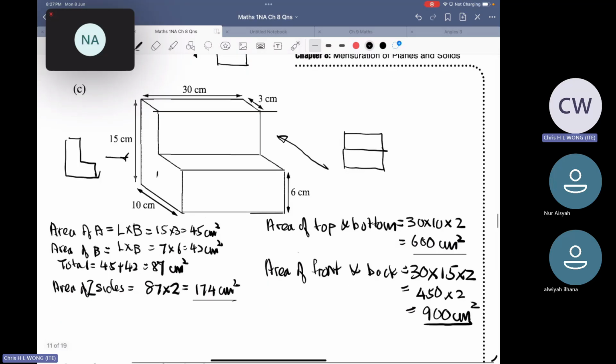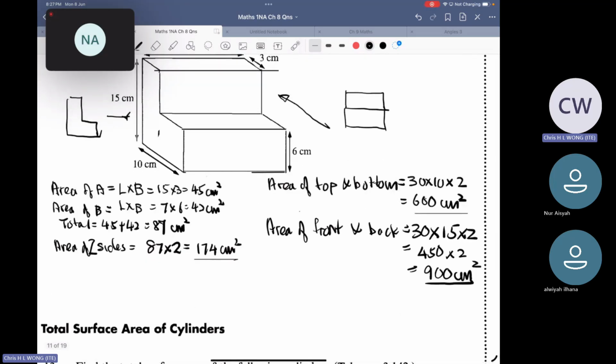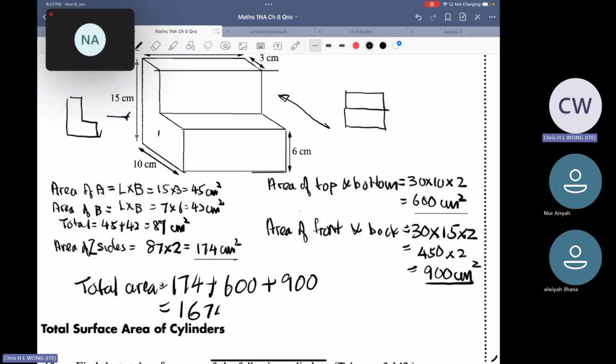Underline. Total area? 174 plus 600 plus 900 will give me 1674 cm square.